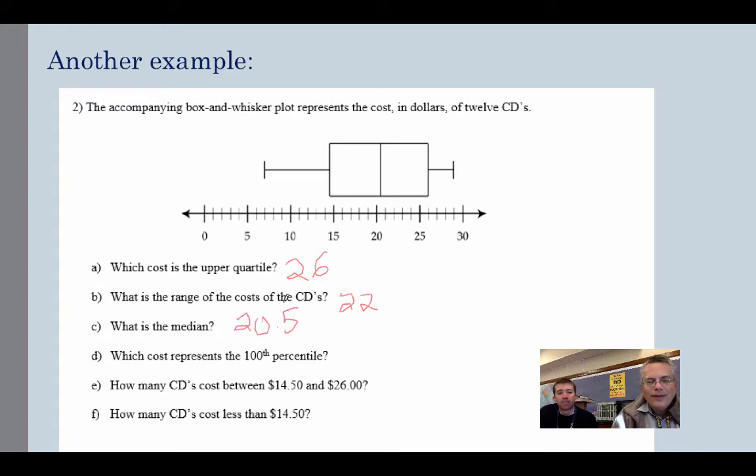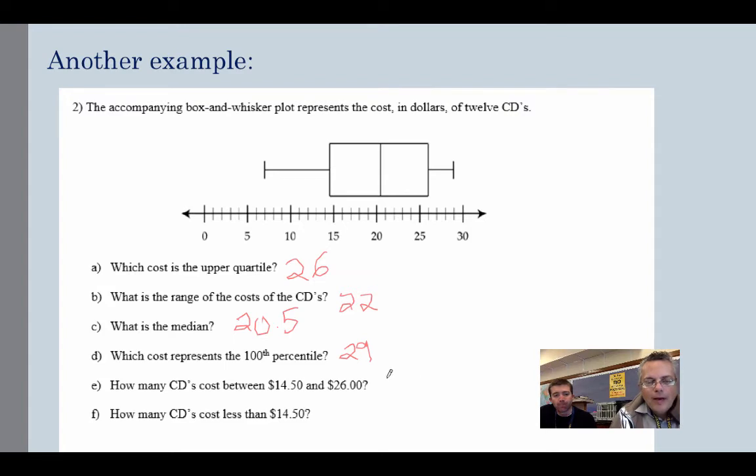Let's see how good you are at percentiles. Which cost represents the 100th percentile? The 100th percentile, that's got to be our max at 29. And why? Because we go from min to max. This is the 25th percentile. This is 25 to 50, 50 to 75, and this is 75 to 100. So this is 100% of the data. So 100% of the data is less than 29.